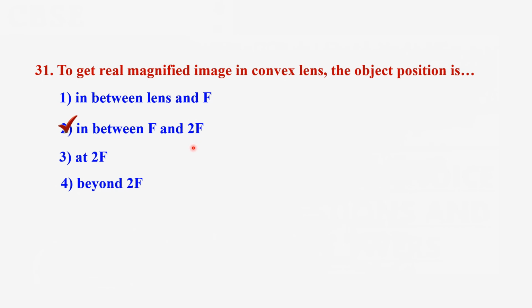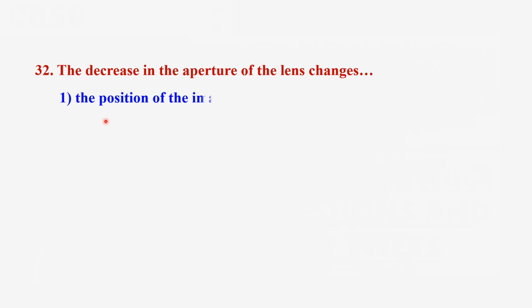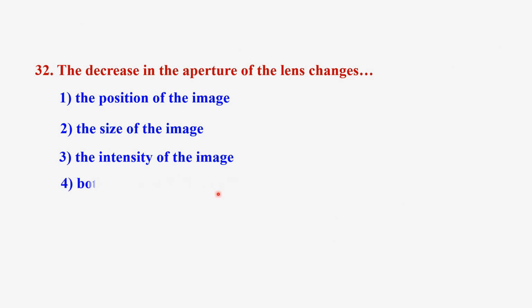Okay. Next, the decrease in the aperture of the lens changes the position of the image, the size of the image, the intensity of the image, or both the position and size of the image. So the decrease in aperture of the lens changes the intensity of the image.